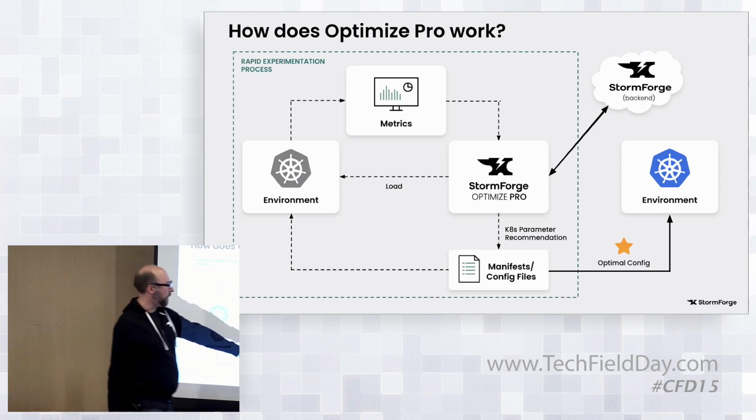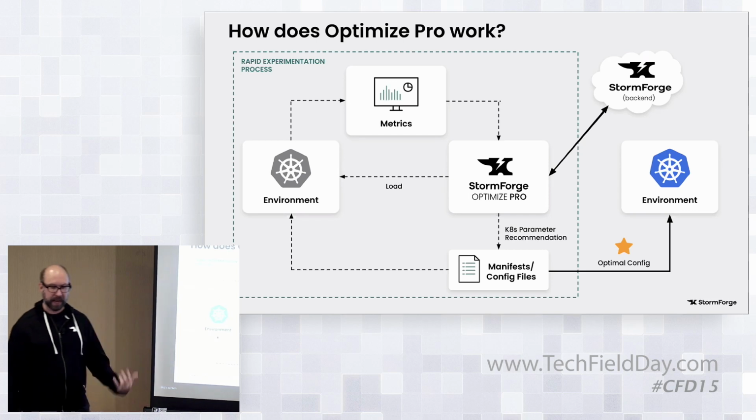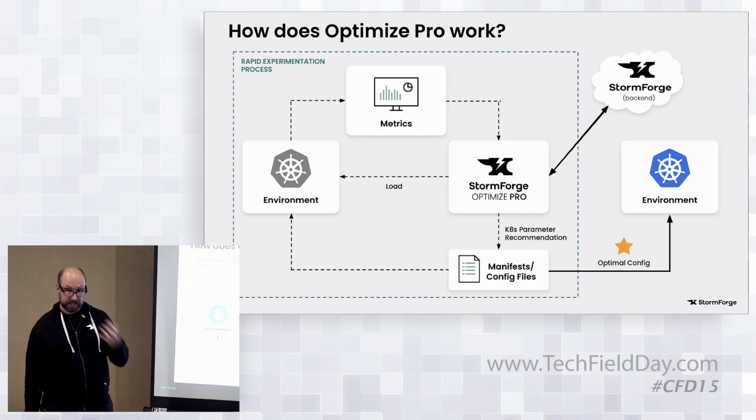And then finally, what will come out of that is what the machine learning refers to as its optimal config. I'll show you what that is in a moment. Now, these get expressed as a manifest for Kubernetes or a patch that can be applied to the running application.